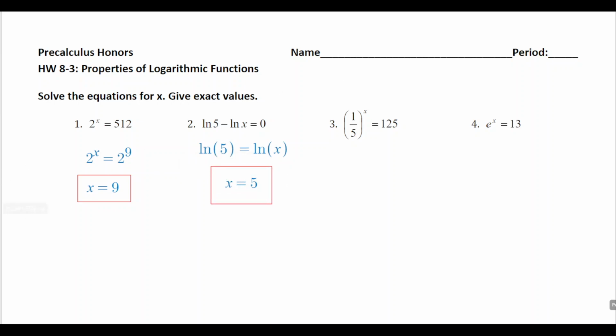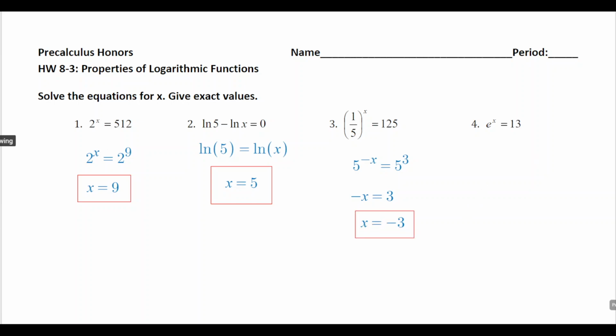For number 3, we want to try to rewrite both sides using the base of 5. So 5 would be like 5 to the negative 1. And since we're raising that to the power of x, negative 1 times x is negative x, equals 5 to the power of 3. It's a little easier: 5, 25, 125. So then we could use the one-to-one property and say that negative x equals 3. And so dividing both sides by negative 1, we would get x equals negative 3.